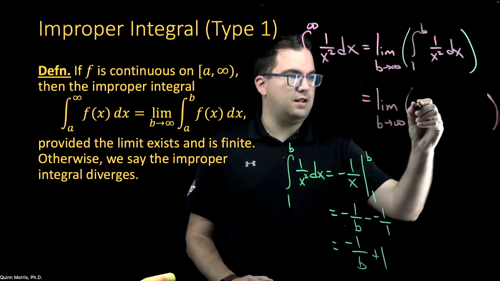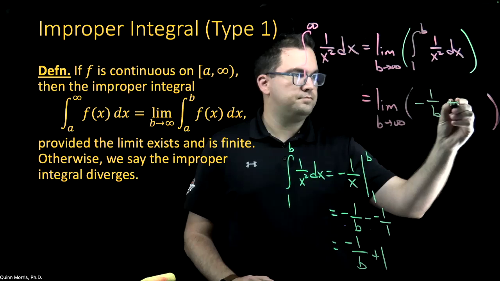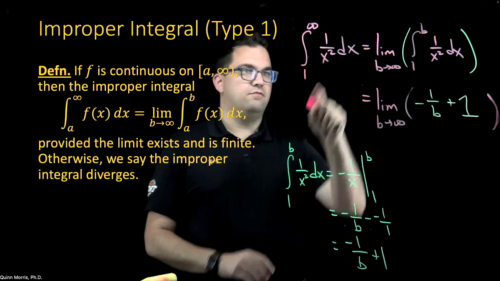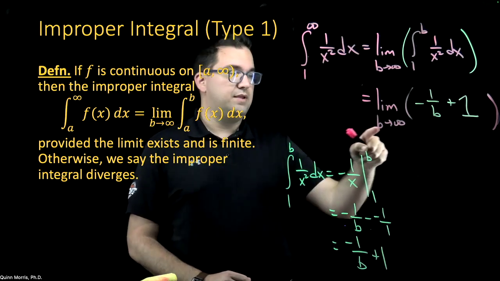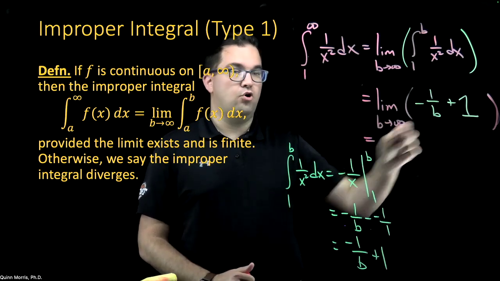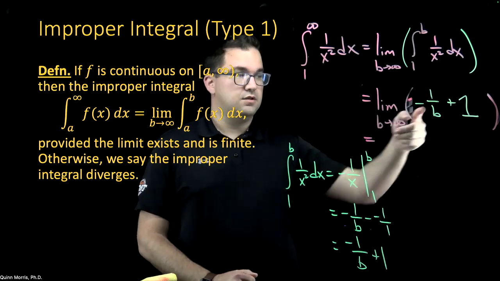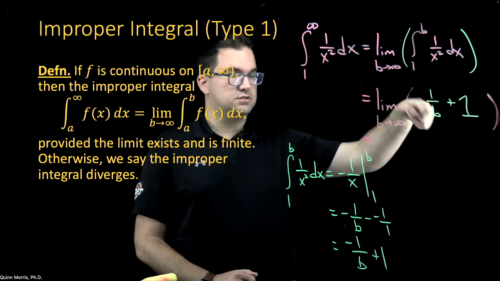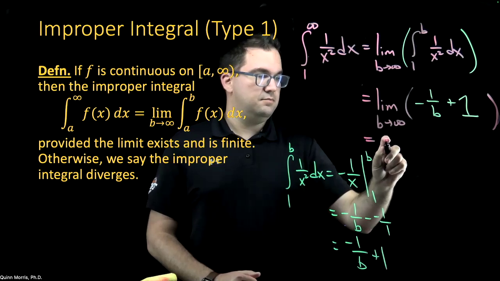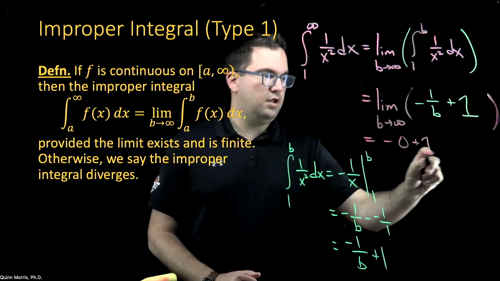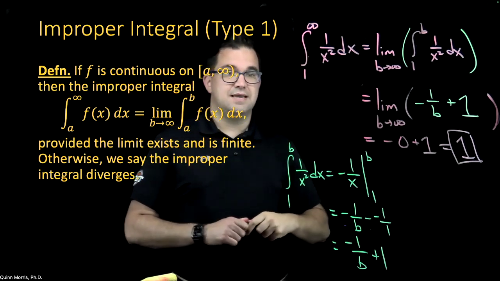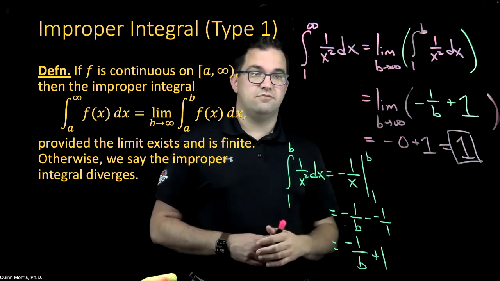So now I can plug that back in up here. And what I see is that the value of this improper integral ought to be equal to this limit. Now, as b goes to infinity, 1 over b will go to 0. As the denominator gets larger and larger, this 1 over b gets smaller and smaller, approaching 0. So this limit is just minus 0 plus 1, or 1. And so we say that this improper integral converges, and it converges to 1.